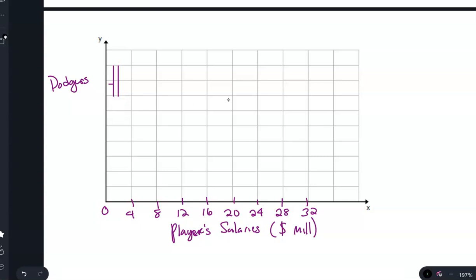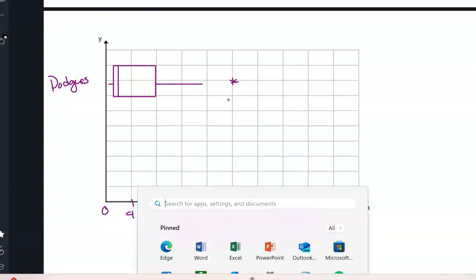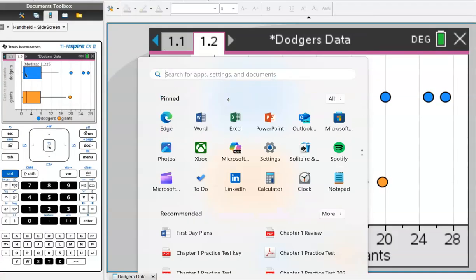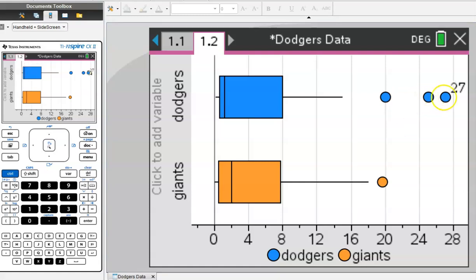Yeah, that's off, but that looks more like 2. But my little tool here won't let me do what I want to do, so that'll have to do. And then the end of the tail here is at 15. And then we're just going to graph the outliers here. One of them is at 20. You can graph them as circles. I like to use little stars. And then the other outliers, 25 and 27.